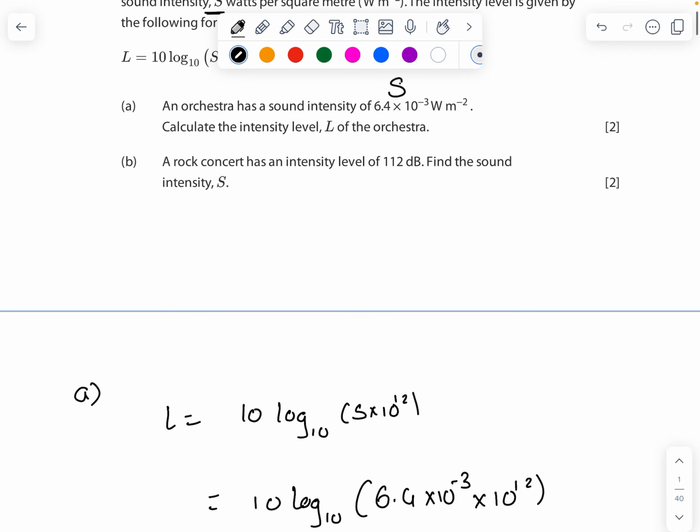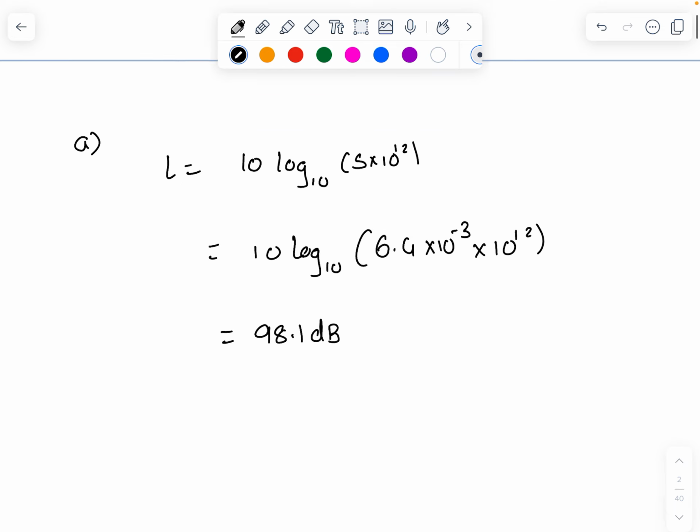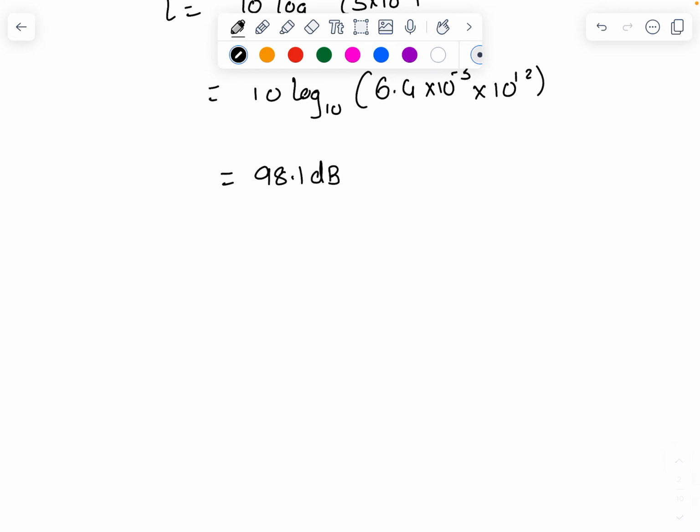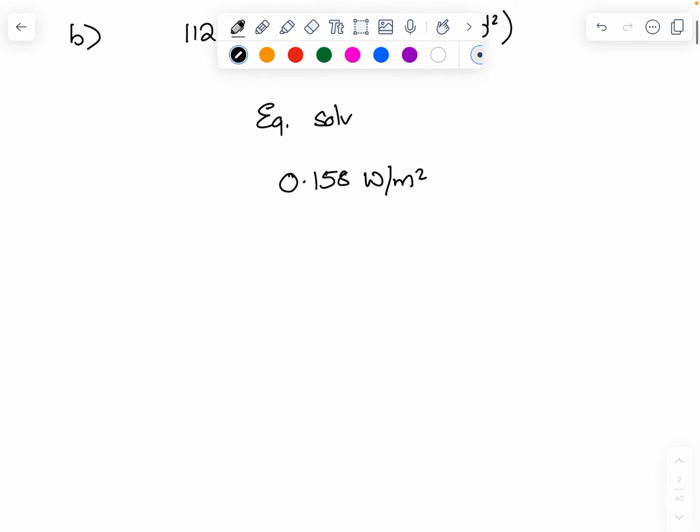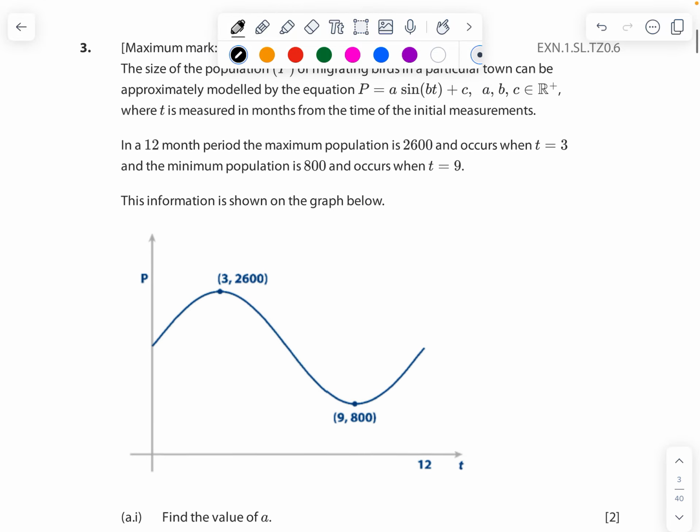Now in part B, a rock concert has an intensity. This time L has been given and he's asking us to find the intensity. So part B, 112 equals 10 log base 10 of S times 10 power 12. You can use the equation solver from the GDC. You should be getting 0.158 watt per meter square. Coming to question number 3.